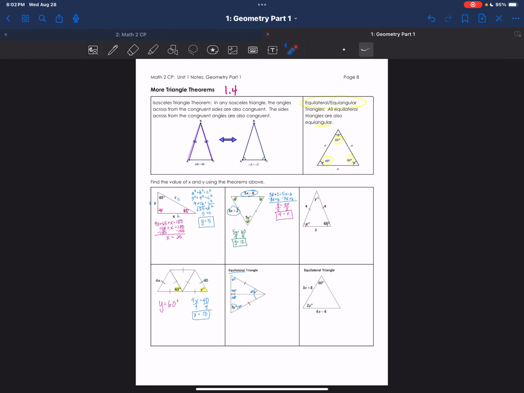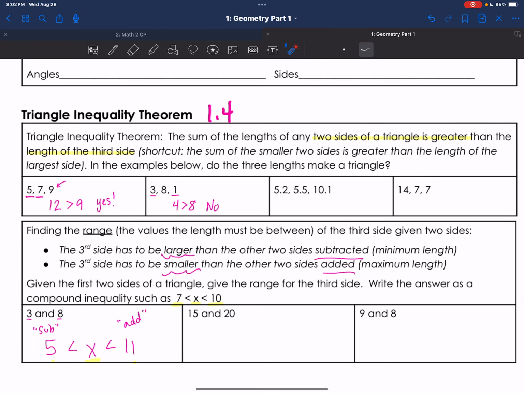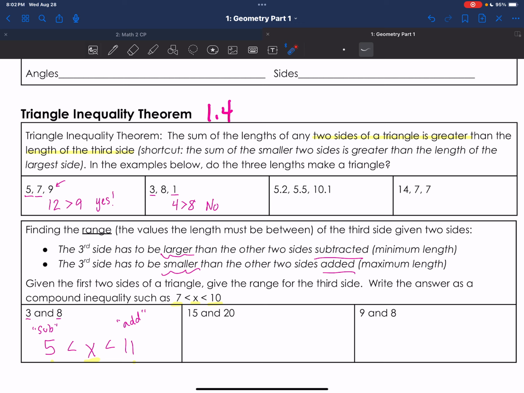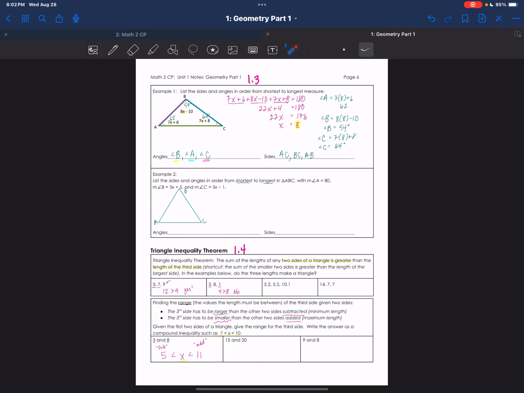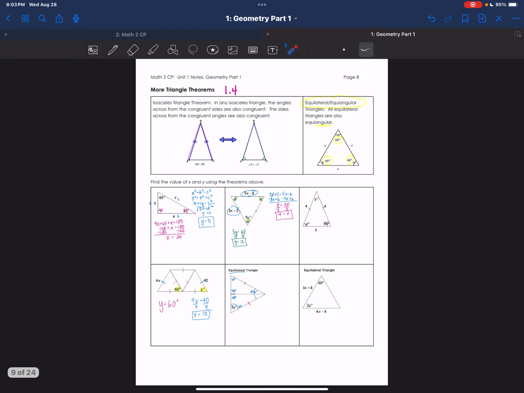All right. And so remember, you've got triangle inequality. To figure out if it's a triangle or not, you make sure the two smaller sides added together are bigger than the larger side. And then you have the range, where you subtract the values to get the smallest it could be, and you add the values to get the largest, and write it as a compound inequality. And then you go through the exterior angle, where the sum of the two remote interior angles equals the exterior angle. And then the isosceles, where the angles opposite the congruent sides are congruent because the two sides are congruent. So that's your more triangle theorems.